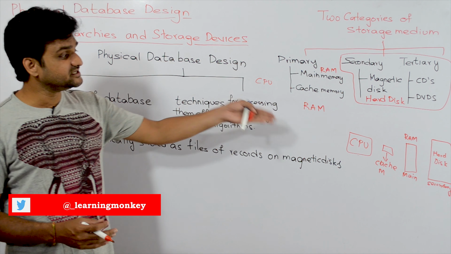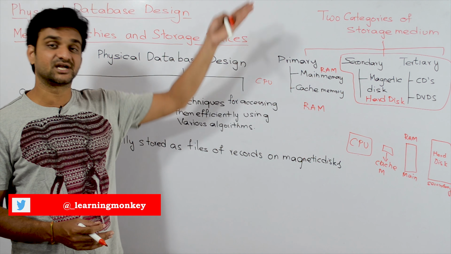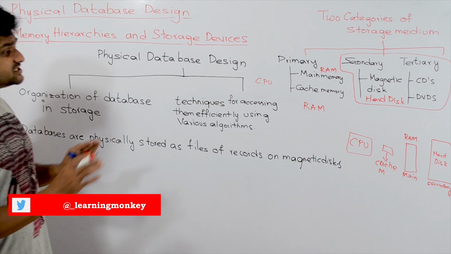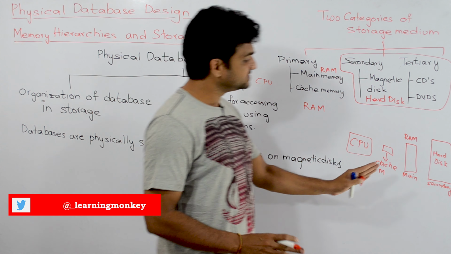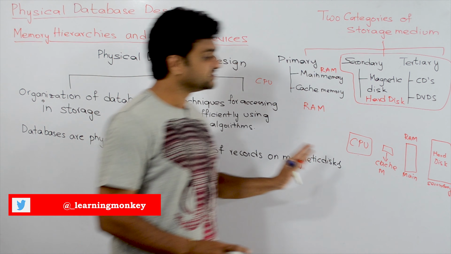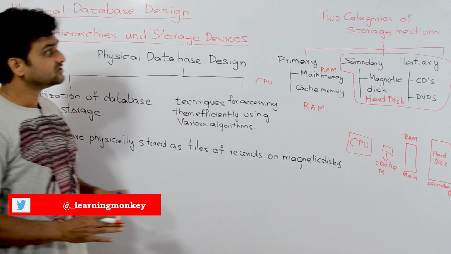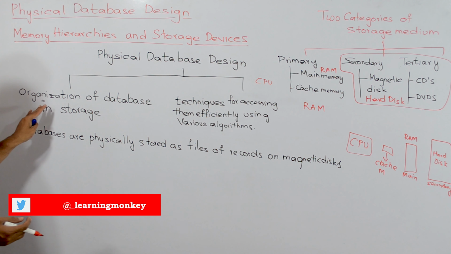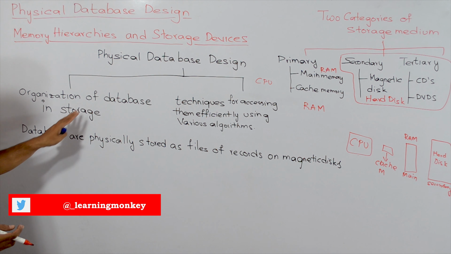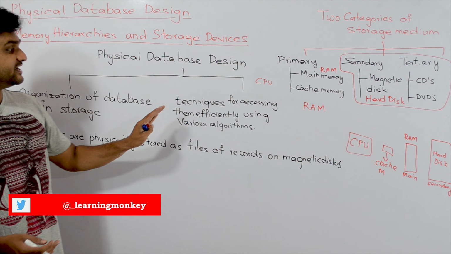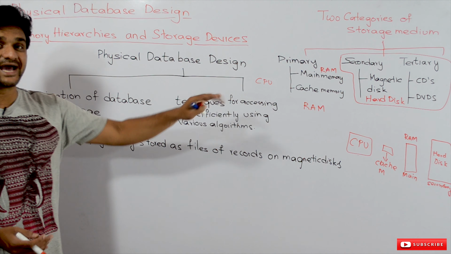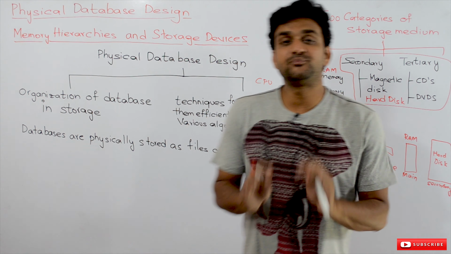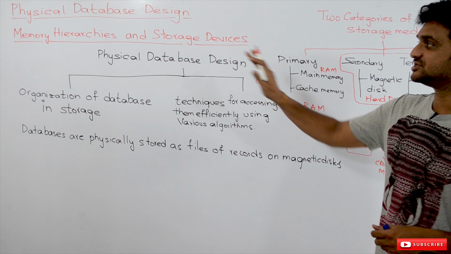The clear description of these concepts was given in our computer organization course. So this is the hierarchy of the memory: hard disk, main memory, and cache memory. This is how things work. In the next class we will try to understand how the organization of the database is done on the storage, and then the techniques to access that data very efficiently using various algorithms. Hope you got clarity on this concept.